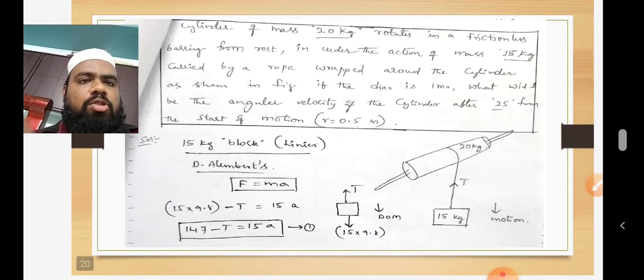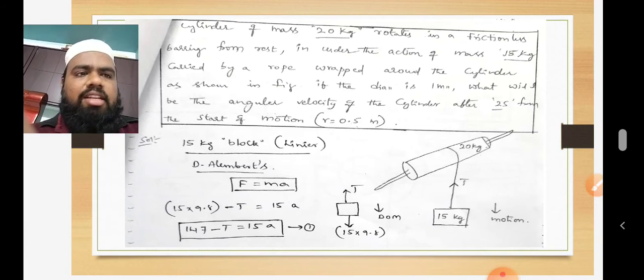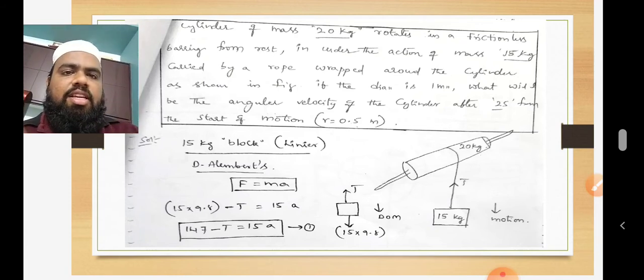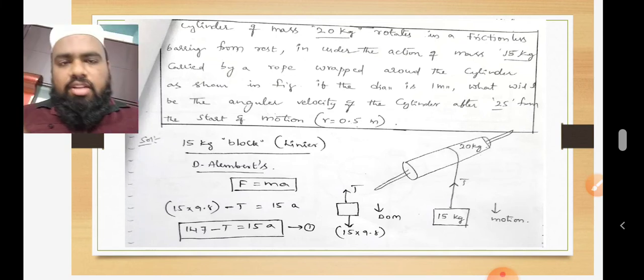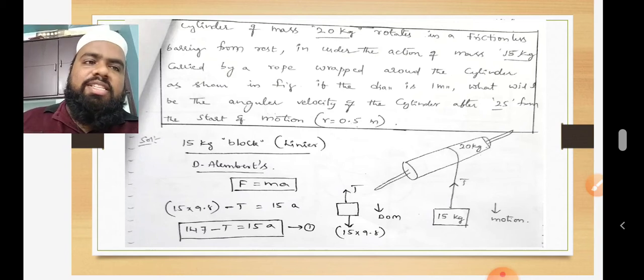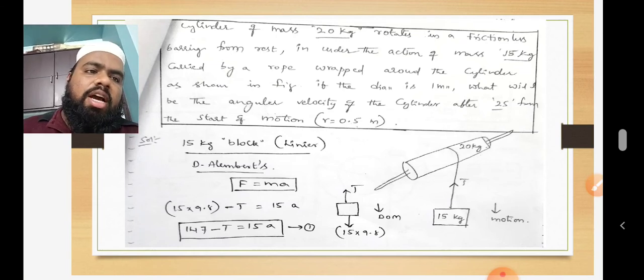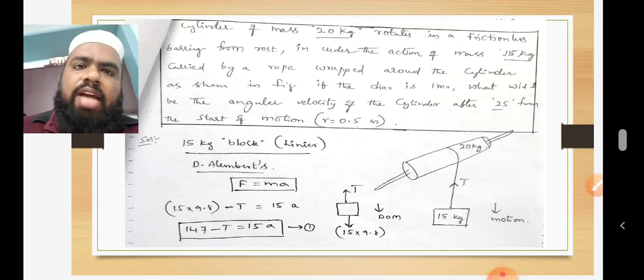Now there is a question: a cylinder of mass 20 kg rotates on a frictionless bearing from rest under the action of a mass of 15 kg, coiled by a rope wrapped around the cylinder. This looks like a chapati maker in our kitchens, where ladies prepare rotis. The barrel is wrapped with wire to which a 15 kg weight is hanged.